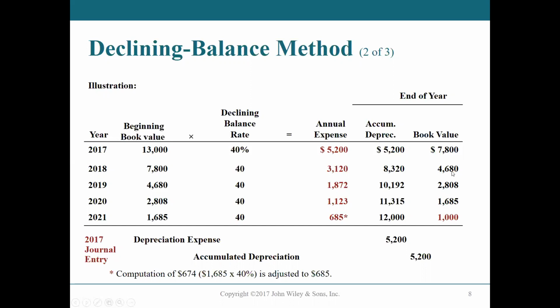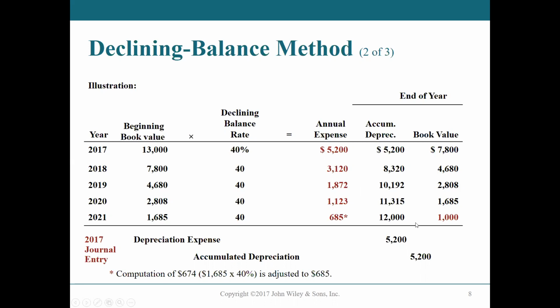For year 3, we take the book value, multiply it by the rate. That gives us the amount of depreciation. Then we add last year's accumulated depreciation to this year's, which gives us our total accumulated depreciation. And our book value will be the original cost, 13,000, minus the accumulated depreciation. It will now be 2,808. Year 4, take 2,808 times 40% to get the depreciation for the year. Add to last year's accumulated depreciation to get our total accumulated depreciation. Subtract that from the original cost of 13,000 to get the book value.